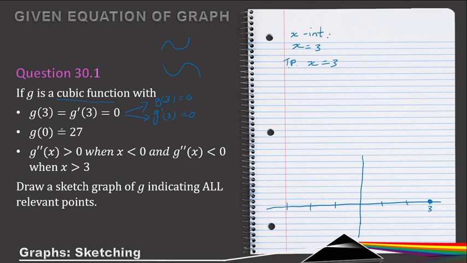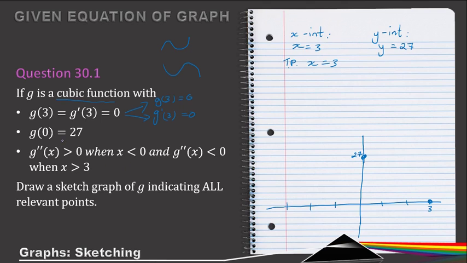Okay, so that's all that the first piece of information tells us. The next one tells us that g(0) is 27. So if I make x 0, I get my y-intercept. That means my y-intercept is at y equals 27. So let's say we've got the y-intercept there at 27. And then it says that the second derivative is greater than 0 when x is less than 0, and the second derivative is less than 0 when x is greater than 3.